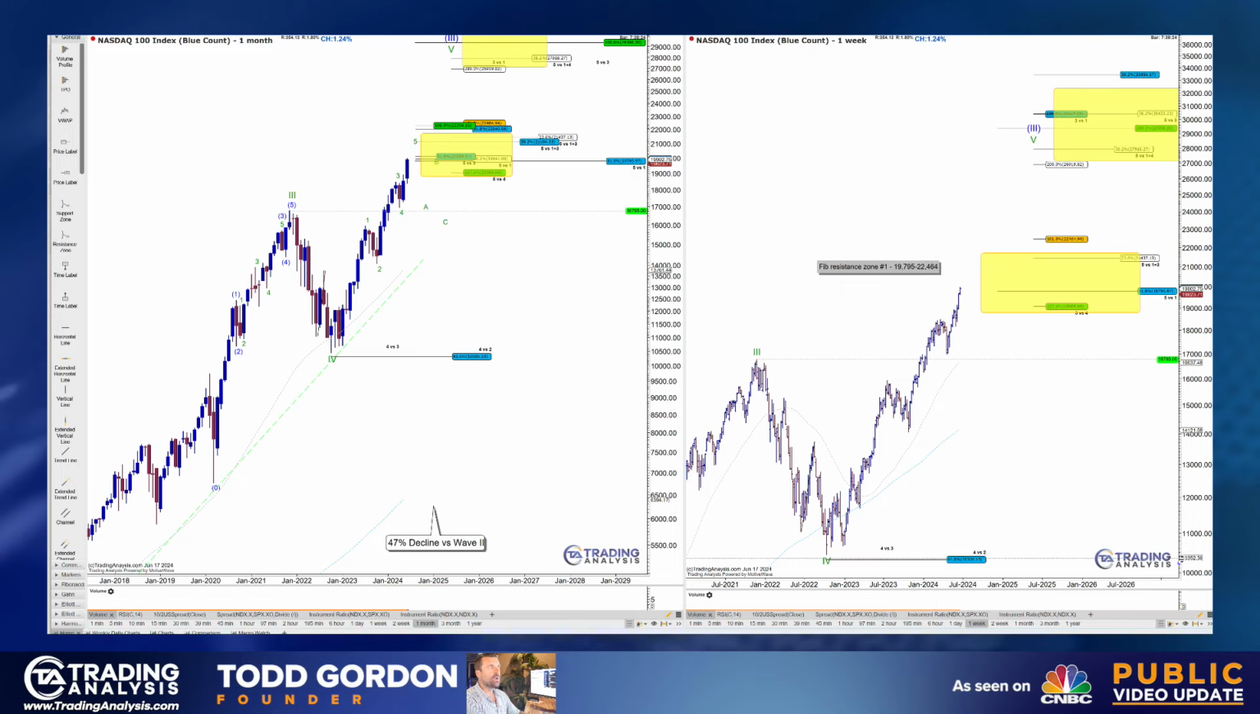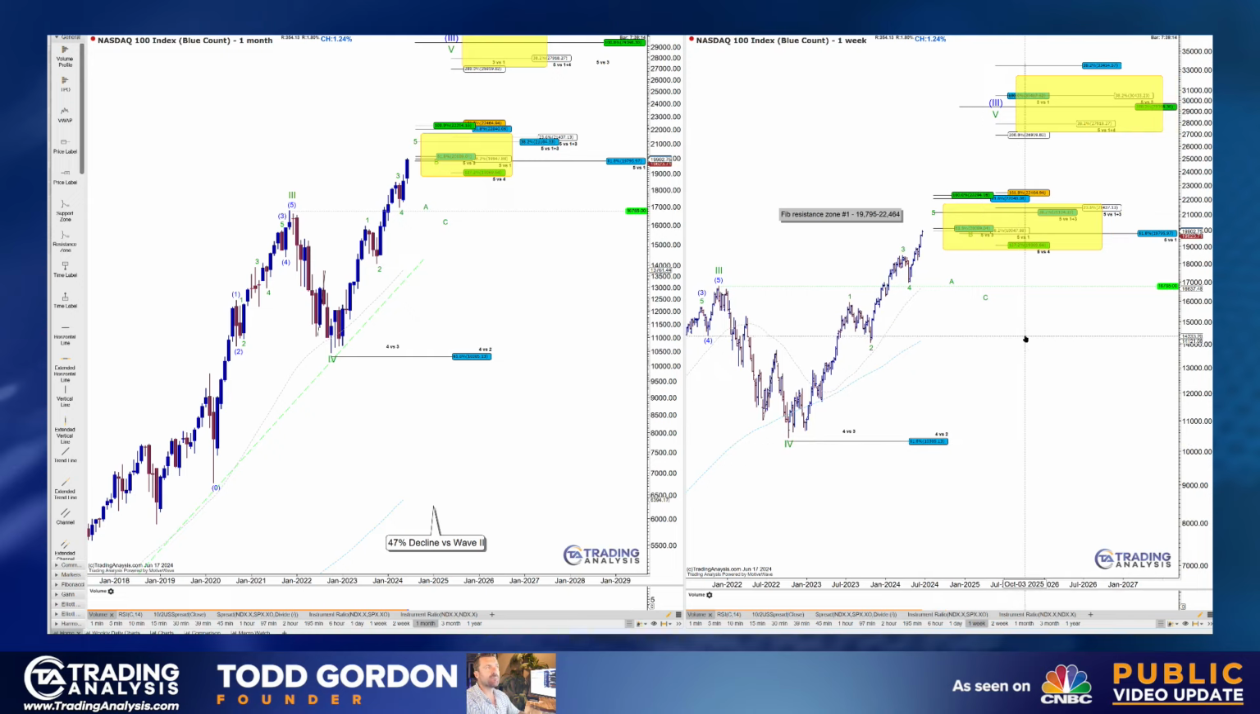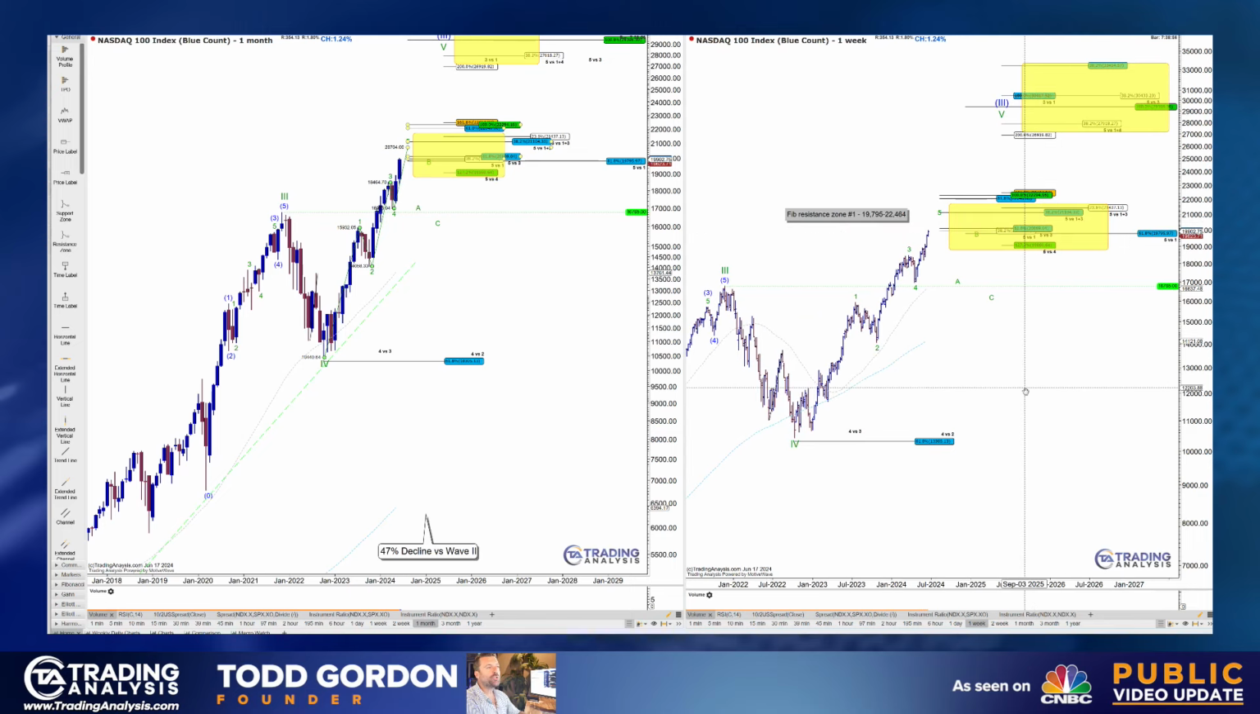Now, here's where things get tricky, where we have to start bringing in the primary and the alternate counts. Keep in mind, as I move off the monthly and go over to the weekly, these two highlighted zones are from the monthly. And this is the beautiful thing about Motive Wave: any change you make on this time frame is going to be reflected on all linked time frames. So all the work we do over here is going to carry over as we move to smaller time frames.